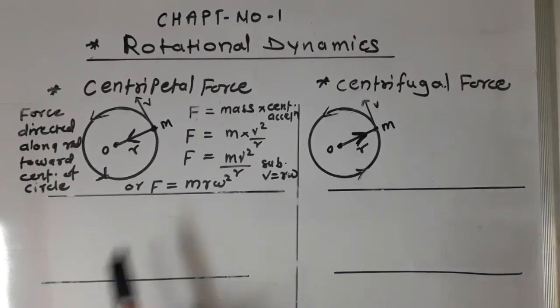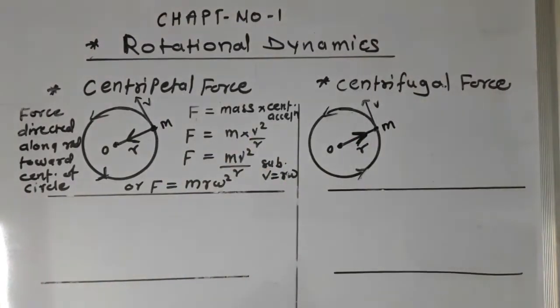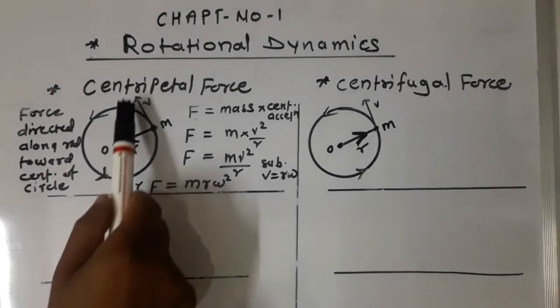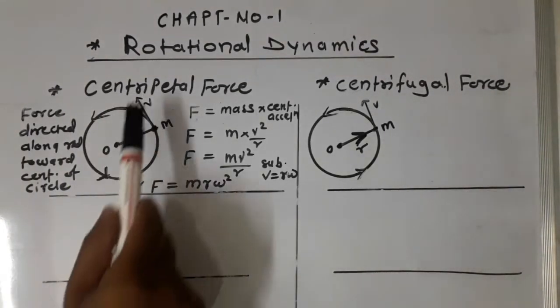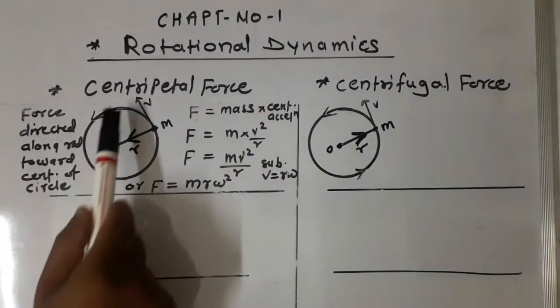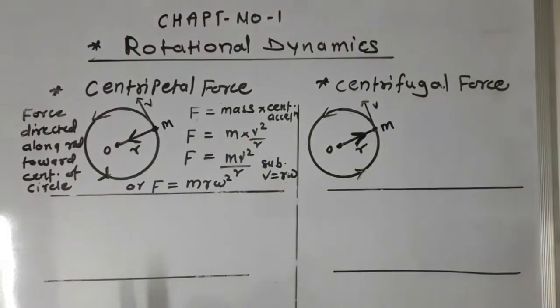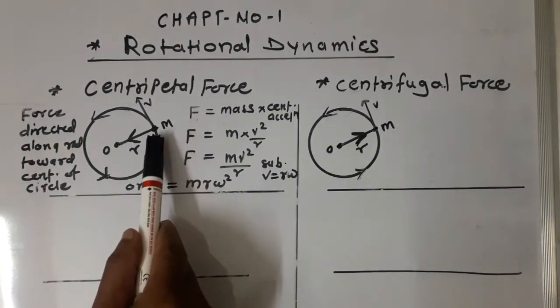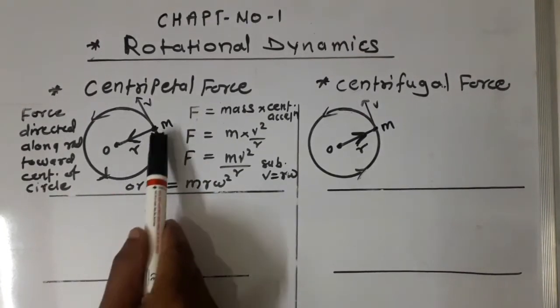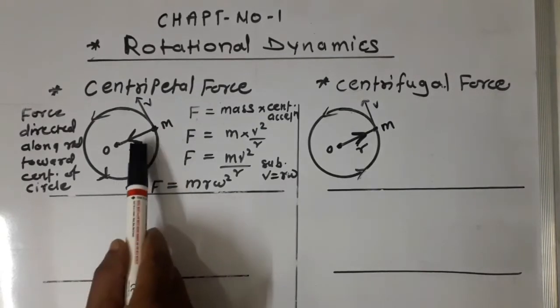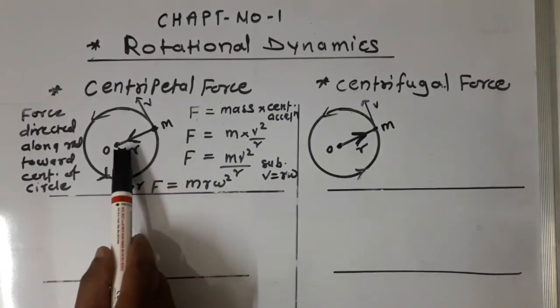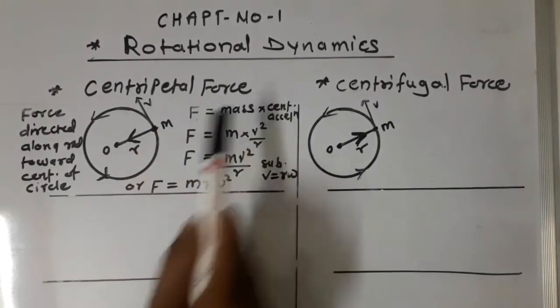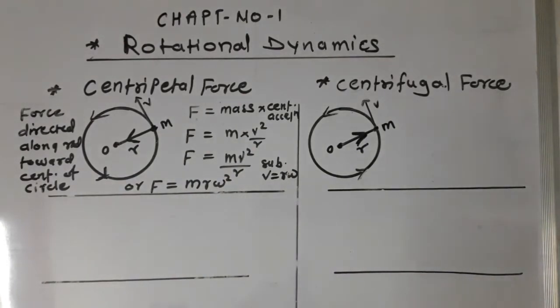What is the distinction between centripetal and centrifugal? First we have to see what is meant by centripetal force. The centripetal force means what? A particle performing UCM is acted upon by a force directed along the radius towards the center of the circle. See this arrow towards the center of the circle; it is called the centripetal force.